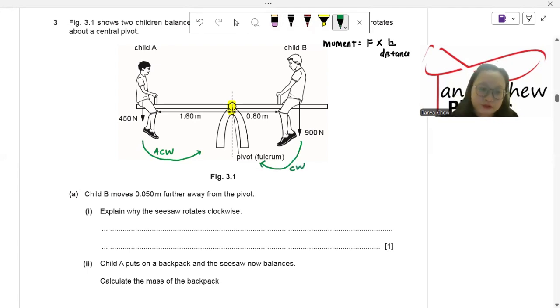So the seesaw rotates in the clockwise direction because the clockwise moment given by child B is larger as compared to the moment given by child A. That is why the seesaw will rotate clockwise. So that is the answer. I say that because the clockwise moment is, because this is only one mark, larger than the anti-clockwise moment.